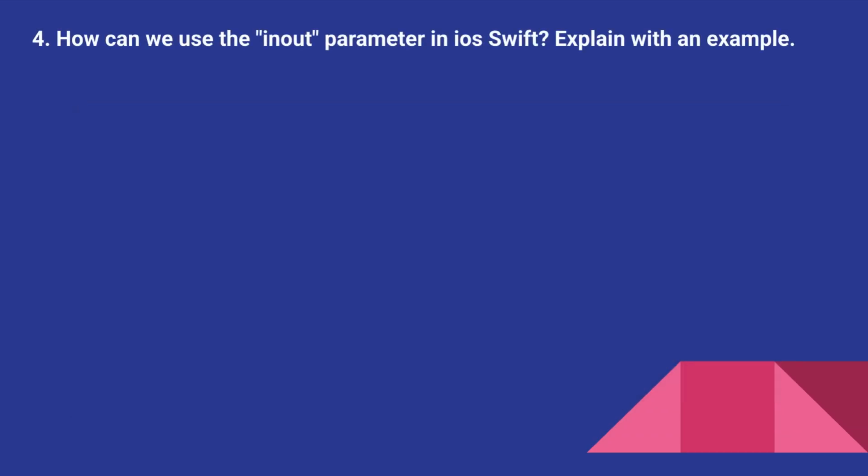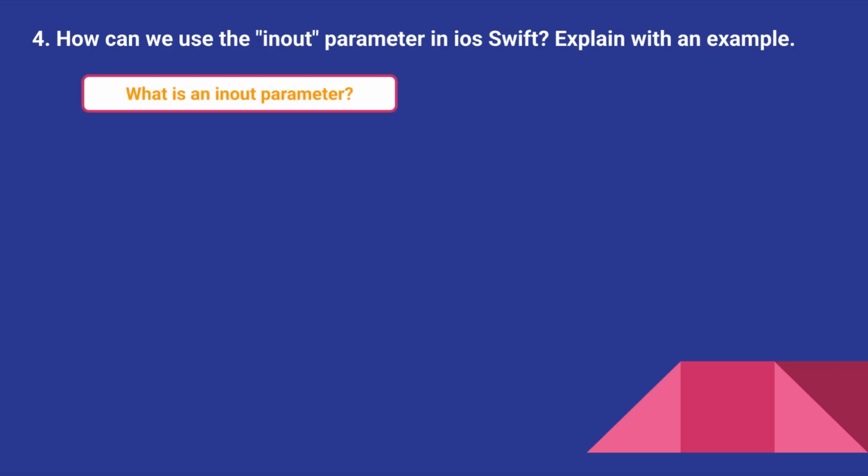Moving on to question number 4. How can we use the inout parameter in iOS Swift? Let's explain this with an example. First, let's understand exactly what an inout parameter actually is.